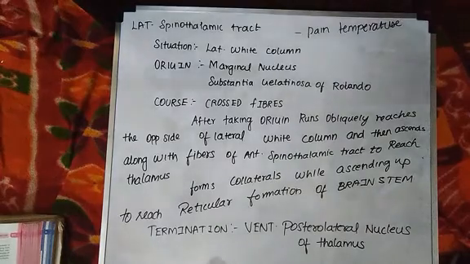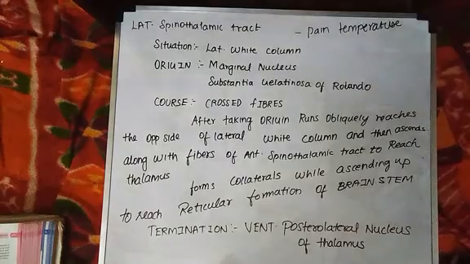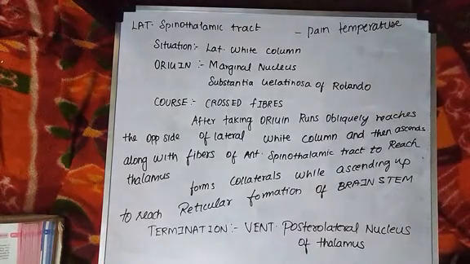So after taking origin, it runs obliquely, reaches the opposite side of the lateral white column, and then ascends along with the fibers of the anterior spinothalamic tract to reach the thalamus. So like the same, it forms collaterals while ascending up to reach the reticular formation of the brainstem. So termination, the same nucleus, that is ventral posterior nucleus of thalamus.